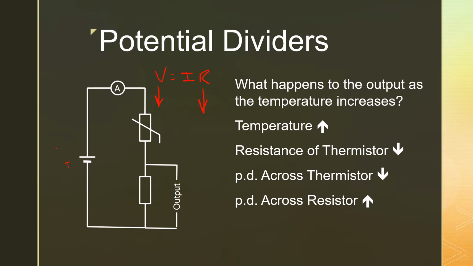Then fall back to what we know about parallel circuits. These two are in parallel, and so if the PD across the resistor is going up, the output PD is going up. So by swapping the resistor and the thermistor, we've completely reversed the operation of our circuit. Now as the temperature goes up, the output PD goes up. So I might use this circuit for something like an automatic fan.